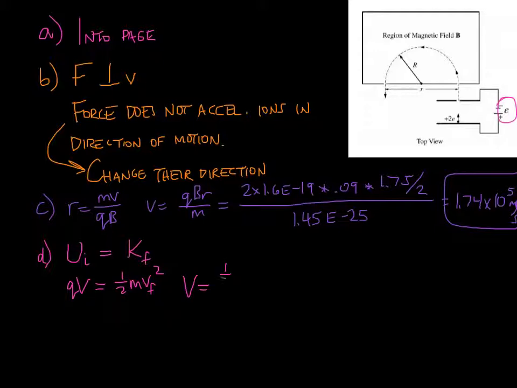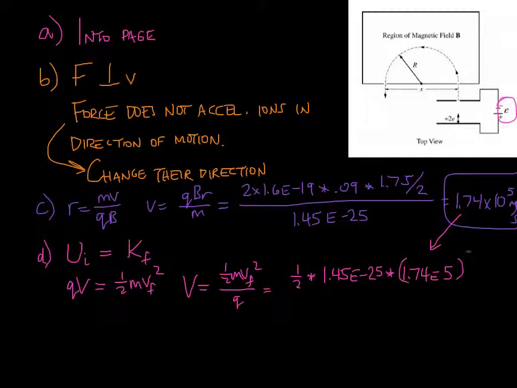So V is equal to 1/2 m v final squared over Q. You're just going to plug in 1/2 times the mass of the strontium ions, 1.45 times 10 to the negative 25th, times the velocity you just got, 1.74 times 10 to the 5th, squared, divided by Q, which is 2 times 1.6 times 10 to the negative 19. And you get a voltage of 6,860 volts.